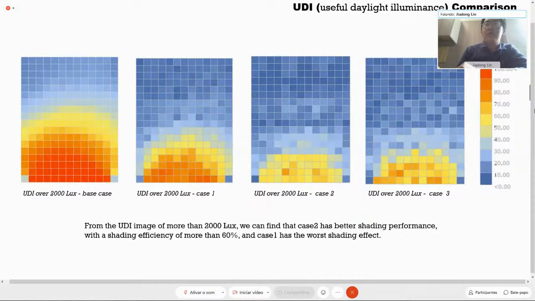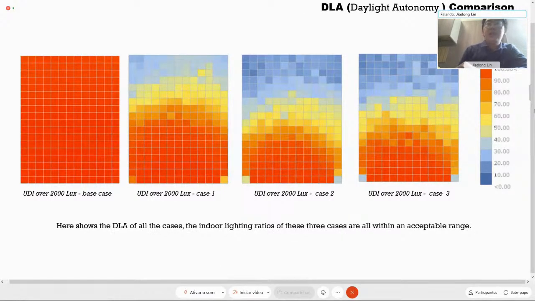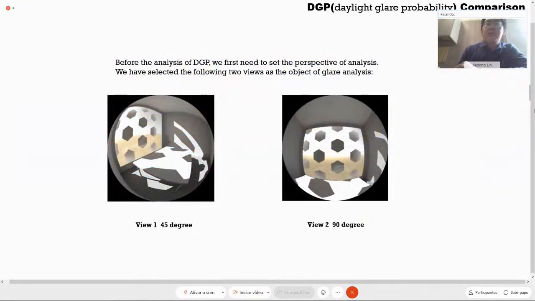From here, we are going to show some comparison about daylight and energy for three cases. First, we show the UDI value, the useful daylight illuminance, and case 2 performs best with shading efficiency over 60%. And here we start to compare the DLA value, the daylight autonomy, to check the indoor light is sufficient or not. And here we start to compare the glare analysis.